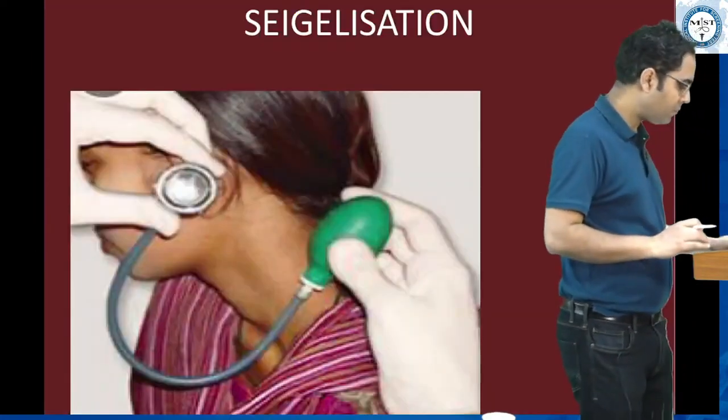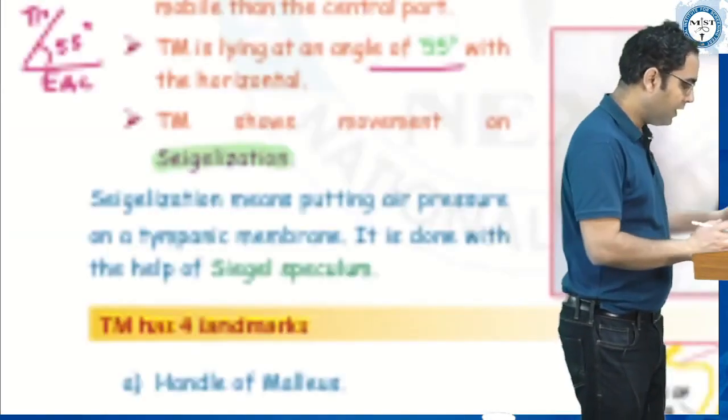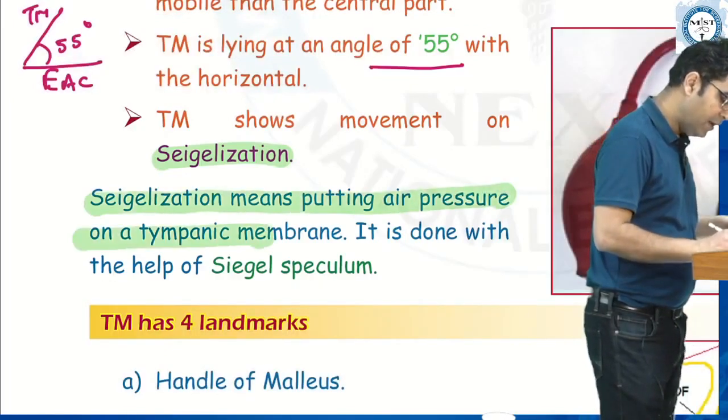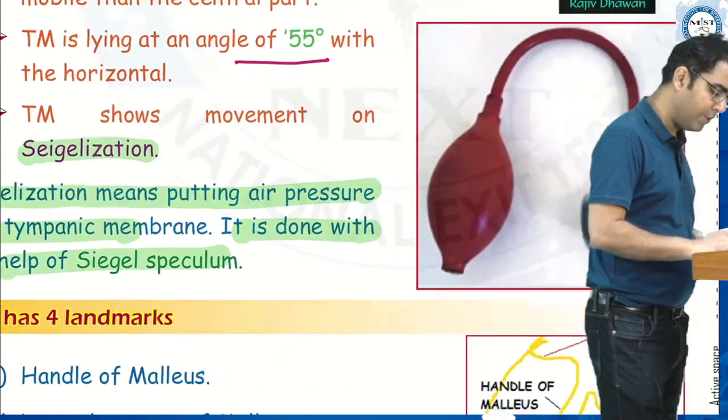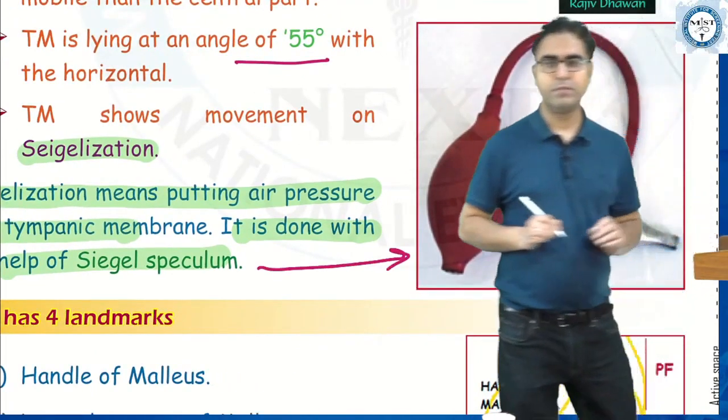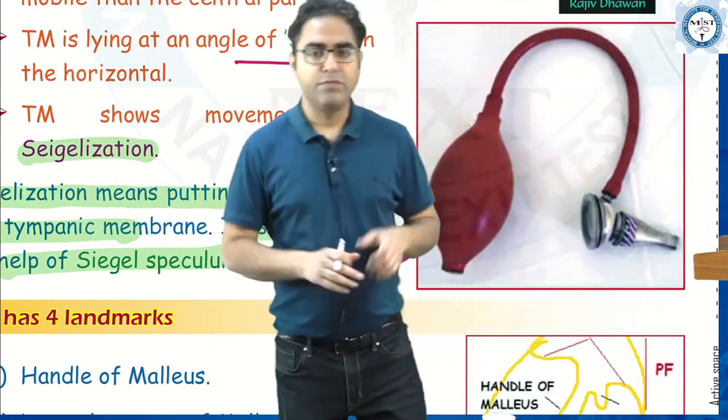Okay, chalo. So read, beta. Siegelization means putting air pressure on the tympanic membrane. It is done with the help of Siegel's speculum. Beta, everybody mark it. This is Siegel's speculum. Get used to the image also.